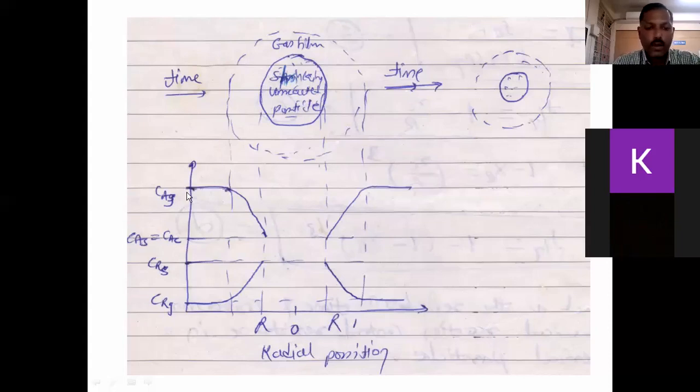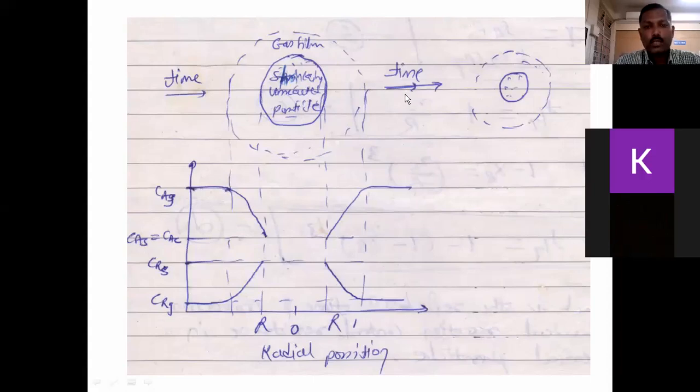See your concentration profile. This is the radial position, R is the size of this unreacted particle, and this is the 0, the center of the particle. CAG here is the concentration of A in the bulk of the gas. This A is diffused through this gas film towards the surface of the unreacted core particle. Due to this concentration gradient, A diffuses through this gas film, and the concentration of A measured on the surface is CAS, which is equal to CAC.